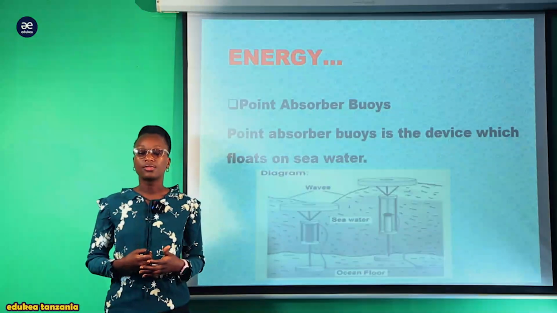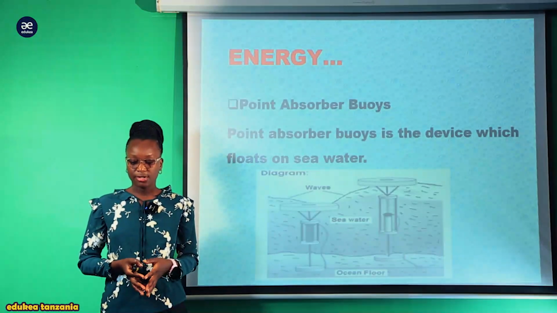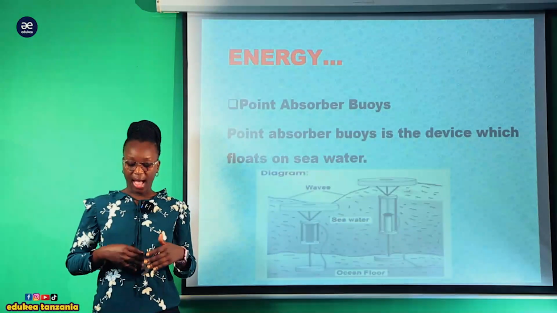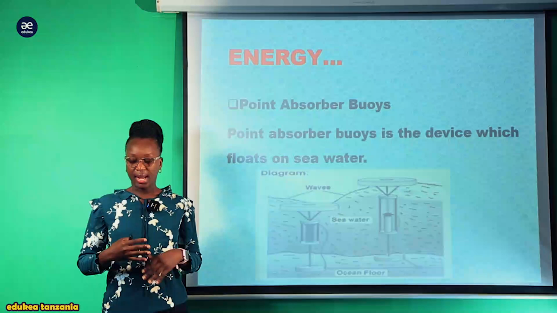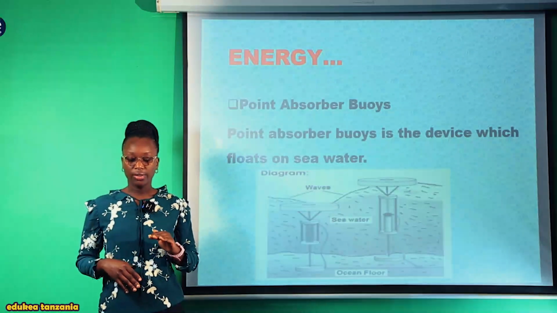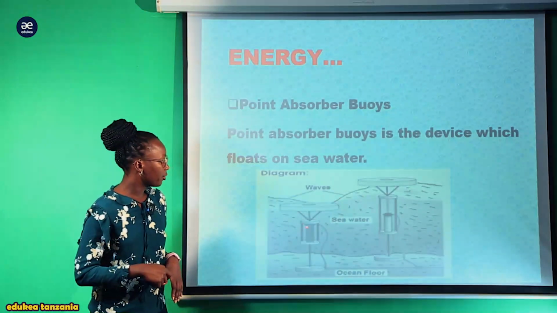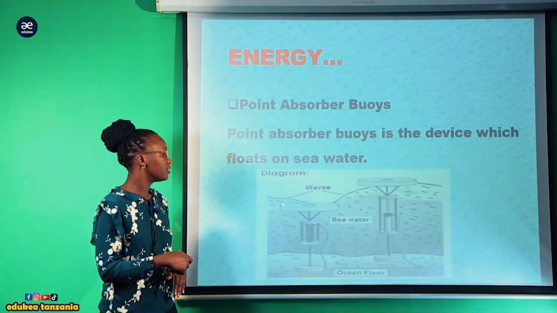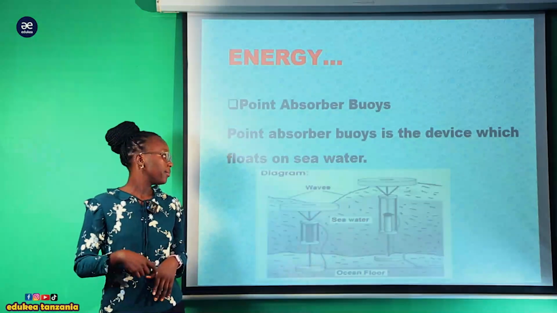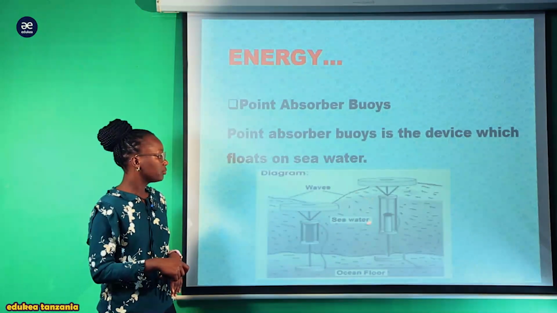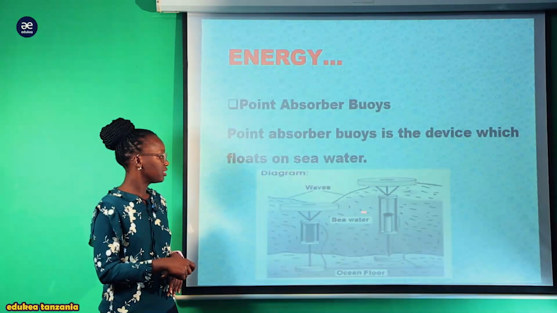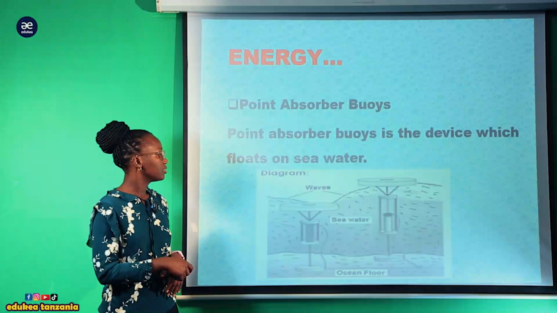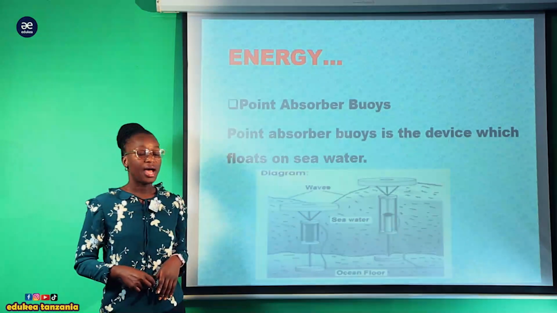Starting with the point absorber buoys, this is the device which floats on sea water. Kwamba yenyewe haya yanatend to float on the sea. In the simple diagram you can see here, this is the ocean floor, this is ocean water, and these are waves. They tend to move from one place to another, but on the sea water surface here there is a floating of these point absorber buoys.